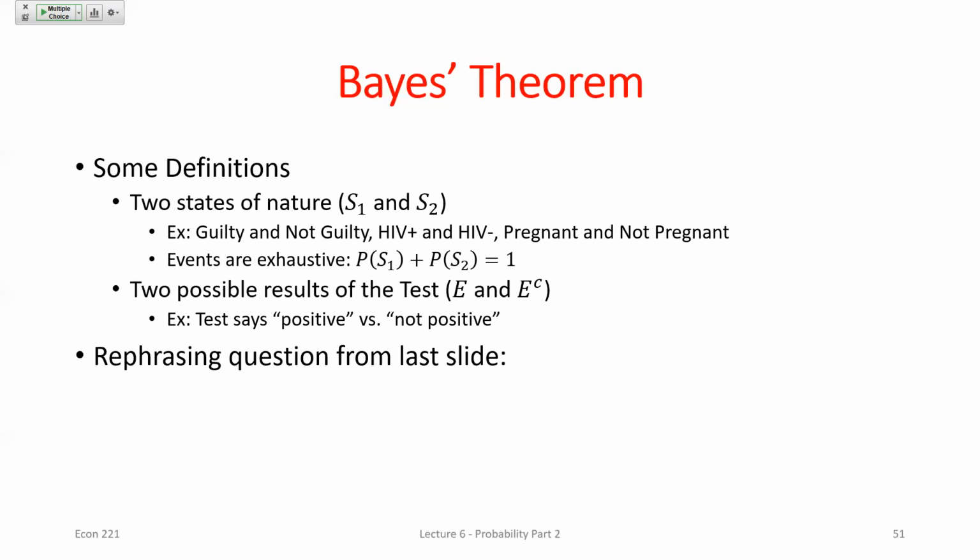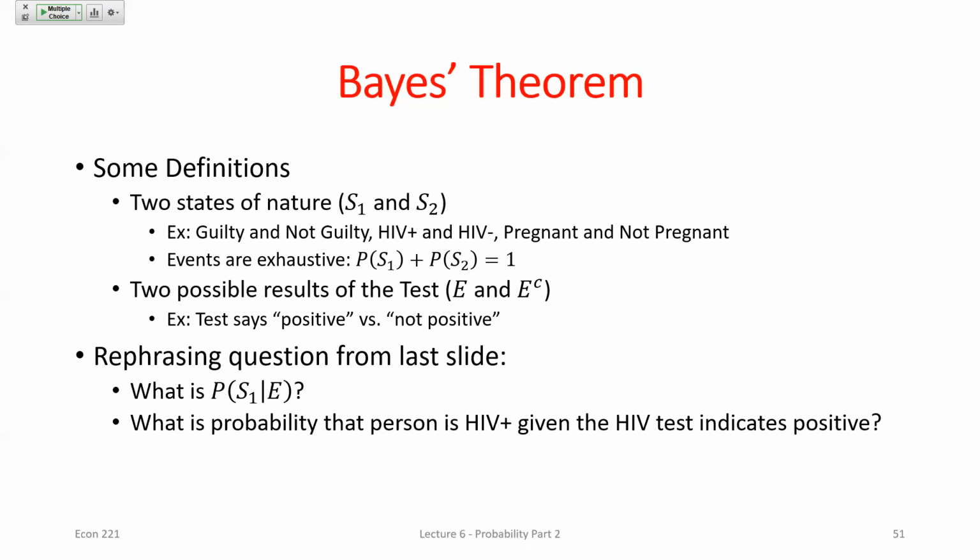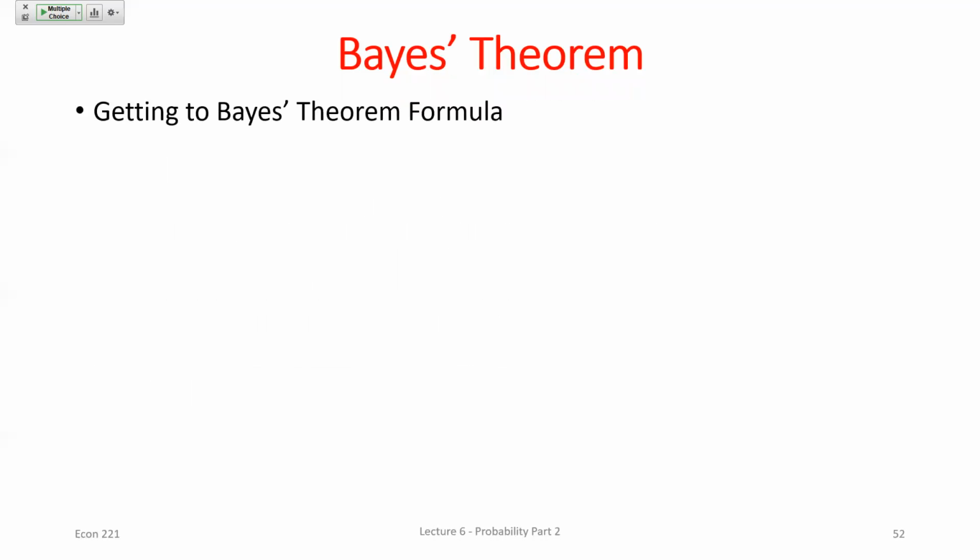I said from the last slide here, ignore that. I moved things around. We might be interested in something like, given that I see a certain outcome on the test, what's the probability that this state of nature is the true state of nature? So here it might be something like, given that the HIV test comes back positive, what's the probability the person actually has the disease? Because we know that these tests aren't 100% accurate. If they're 100% accurate, then none of this really matters. So that's the question we're going to eventually build to.